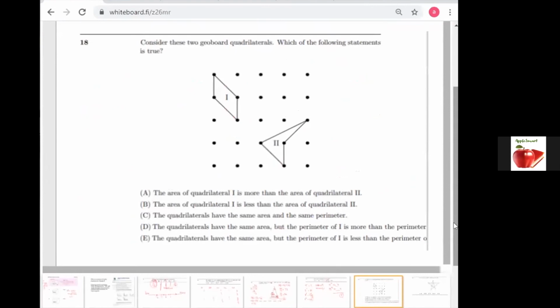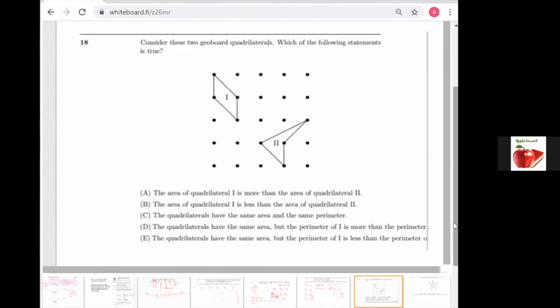Consider 2 geoboard quadrilaterals. What's a quadrilateral? What's a geoboard? A quadrilateral is a shape that has 4 sides. So the geoboard is a board with a bunch of dots, and you can see the quadrilateral. And it says, which of the following statements is true? I'm talking about the explanation of geoboard. A geoboard is a bunch of dots on which we create shapes.